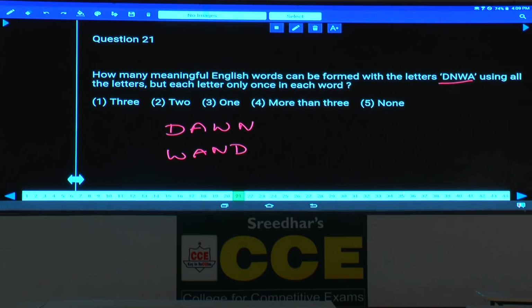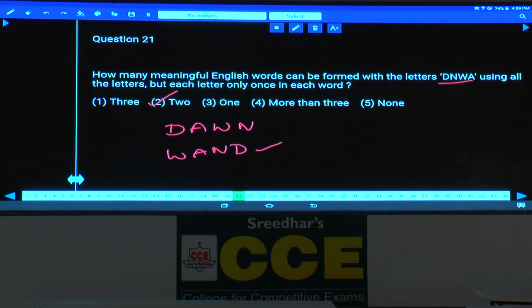Yes, what do you mean by this word wand? Wand means a long stick, isn't it? A thin long stick is called a wand. Hence 2 words can be formed. As 2 words can be formed, choice 2 is the answer. 21st, it is choice 2. Done?